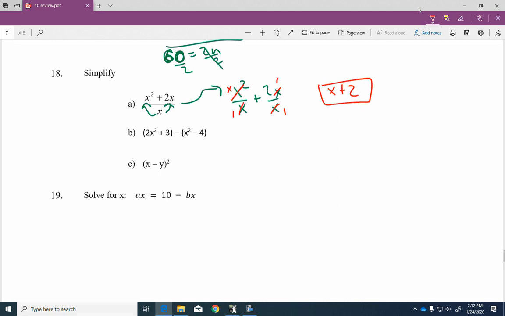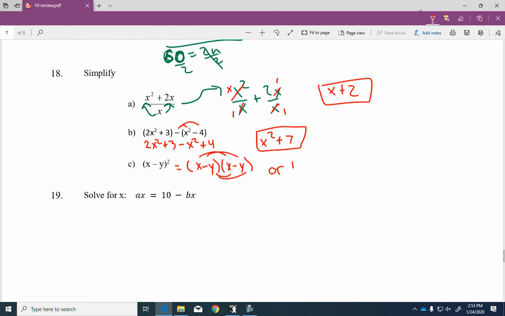When you're subtracting with polynomials, be careful of that minus sign. Combine like terms, I get x squared plus 7. A binomial being squared means to do x minus y times x minus y. You can do distributing, or you can do the box method, whichever you prefer. The final answer turns out to be x squared minus 2xy plus y squared.